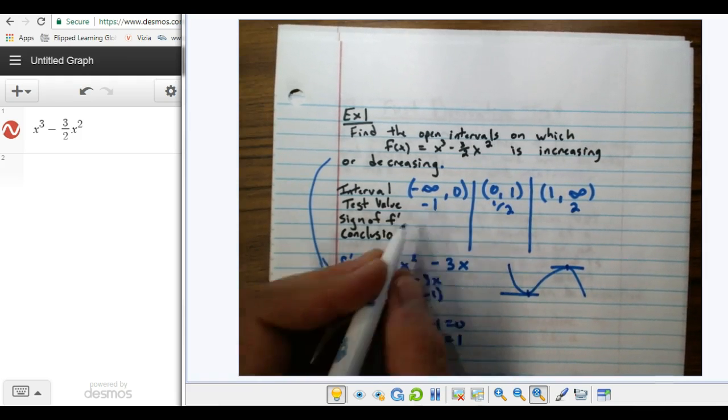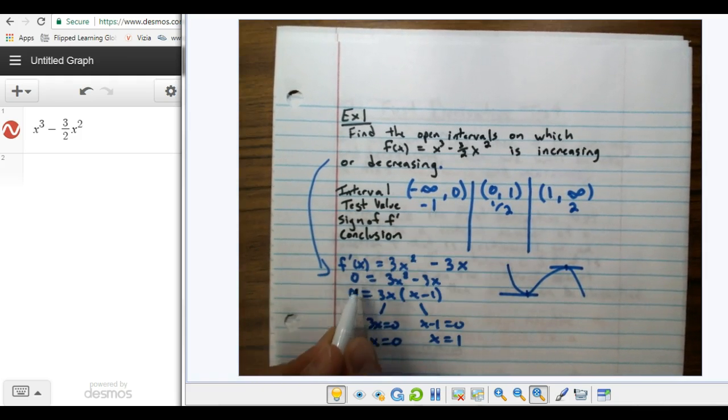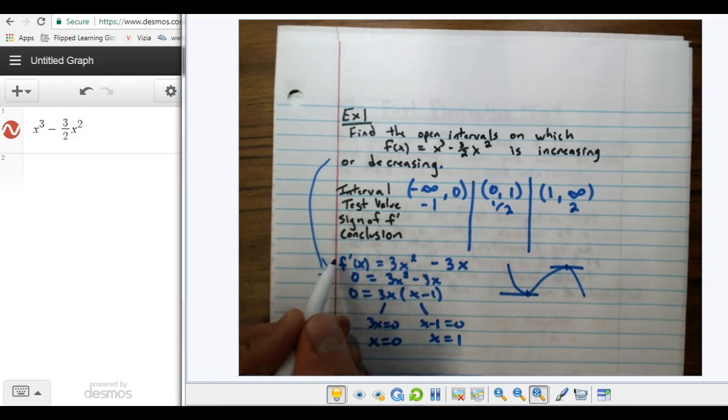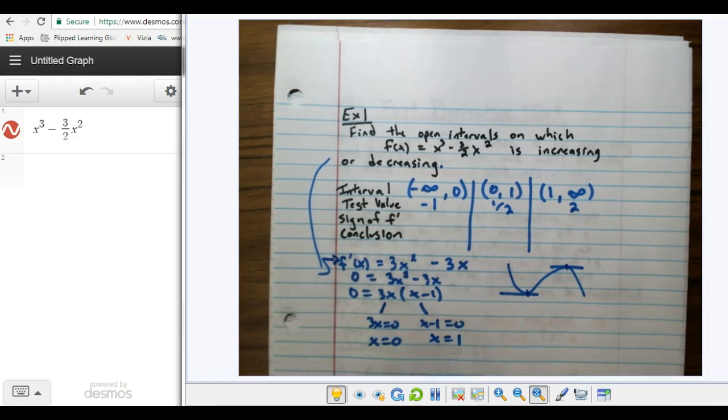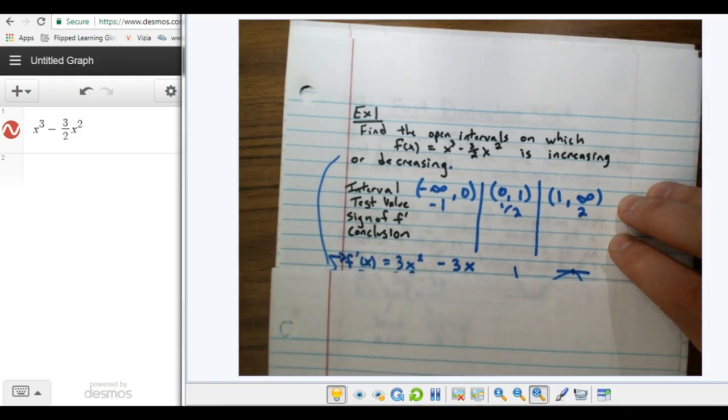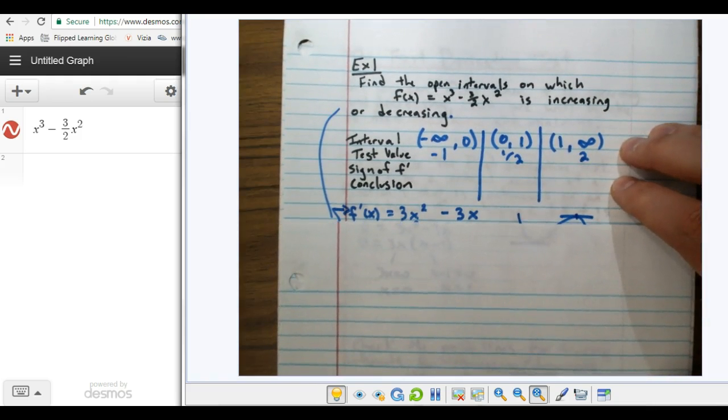So what's the sign of f prime? Instead of setting it equal to 0, now I'm going to take this -1, plug it in, take that 1/2, plug it in, take the 2, and plug it into this equation right here. We don't want to set it equal to 0. I want to find out what is the value of f prime. I don't have quite enough room on here, so I'm just going to cover this stuff up and start from here.